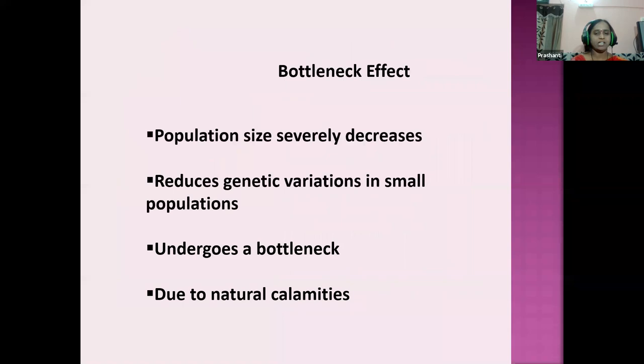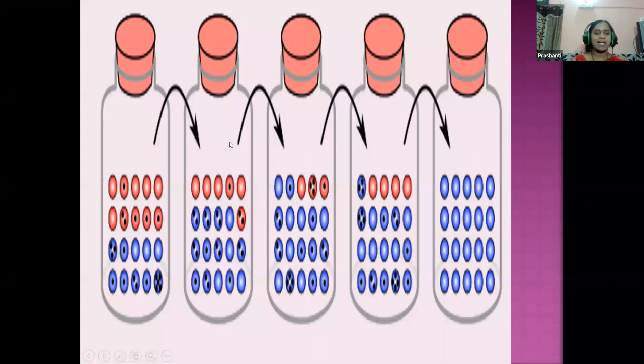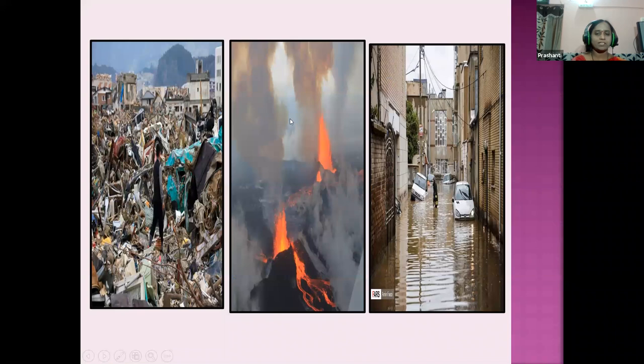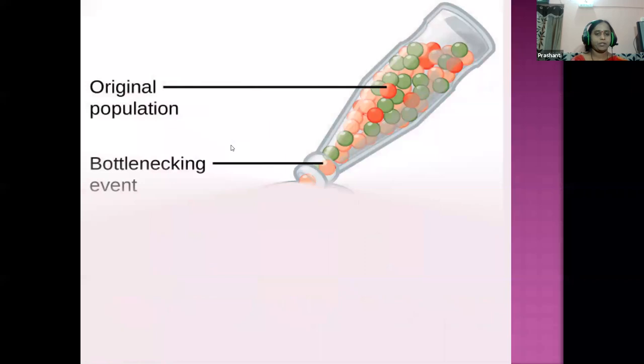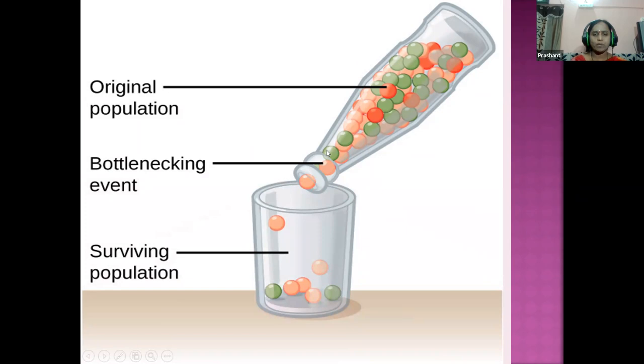Bottleneck event. When the population size severely decreases, it reduces genetic variation. It undergoes a bottleneck due to natural calamities. Just see, children, natural calamities disturb the original population and they form an entirely new population. That might be due to earthquakes, fire accidents, cyclones, floods, etc. From the original population, a few survivors form a new population. Due to the accident, earthquake or floods, only a few survivors move to a new area and survive. This is the bottleneck event.